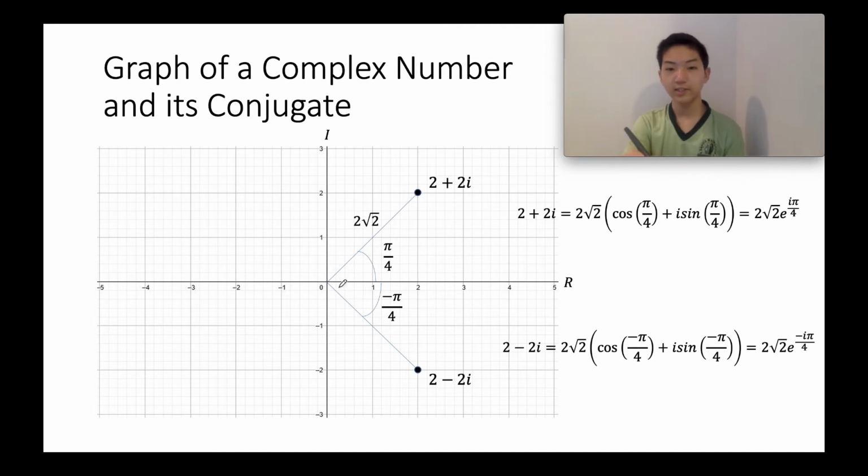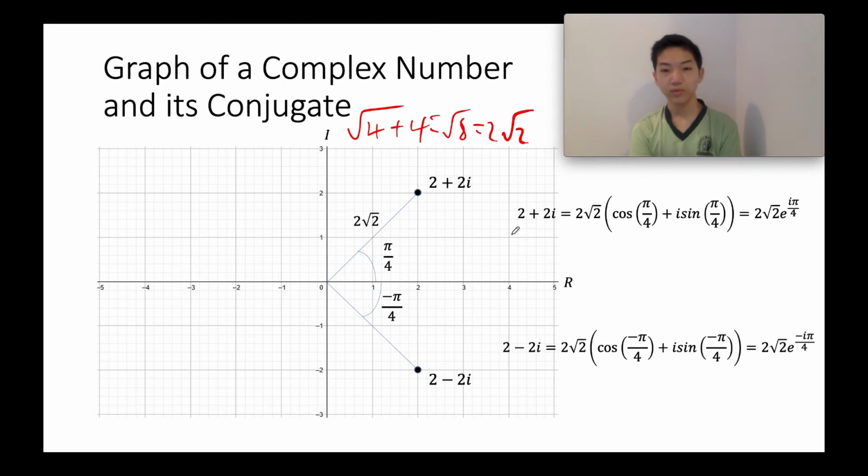You see that this is the modulus, 2 radical 2. We can quickly verify that by saying, okay, 2 squared is 4, and then 2 squared is also 4. That'd be equal to radical 8, which equals 2 radical 2. And then remember, we ignore the i when taking the modulus, and also when graphing, because you see here, we just label it 2.